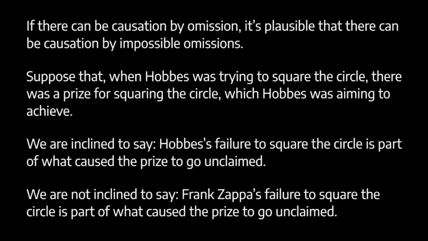So suppose that when Hobbes was attempting to square the circle, there had been a prize for successfully squaring the circle, which Hobbes was aiming to achieve. Well, then it's natural to say that Hobbes's failure to square the circle is part of what caused the prize to go unclaimed. On the other hand, we're not inclined to say that Frank Zappa's failure to square the circle caused the prize to go unclaimed. And so we can apply Bernstein's analysis to these sorts of cases.